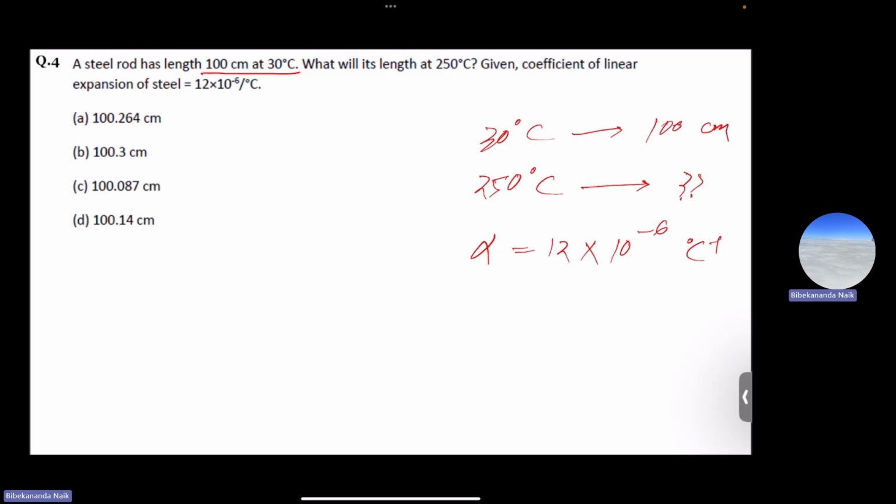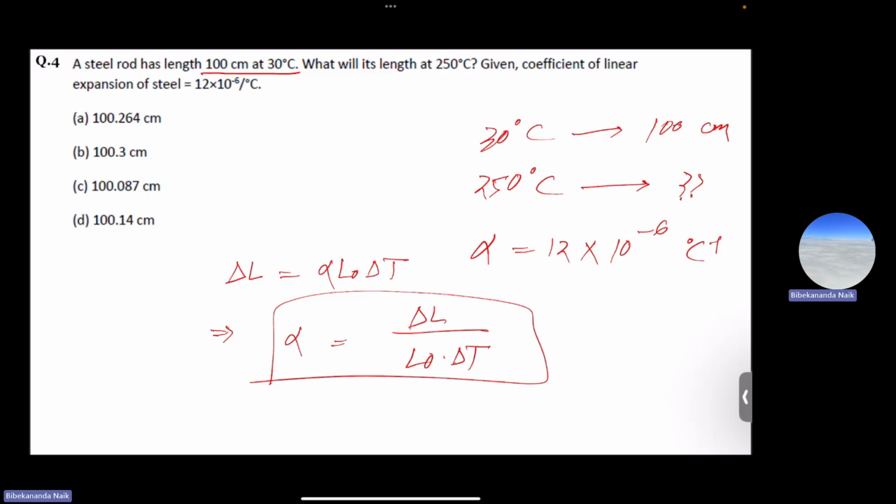So if we solve it, we know delta L is equal to alpha L0 delta T, that implies alpha is equal to delta L divided by L0 into delta T.